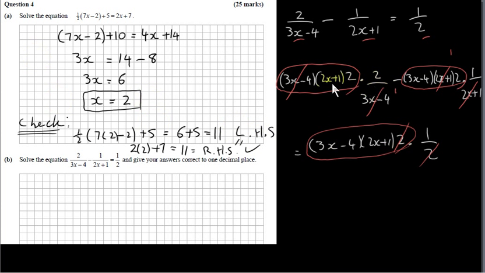So we write down what's left. We have (2x plus 1) times 2 times 2. That's (2x plus 1) by 4. And we have a minus sign here. What have we left here? We have (3x minus 4) by 2. And what have we got on the right hand side? We have (3x minus 4) by (2x plus 1).